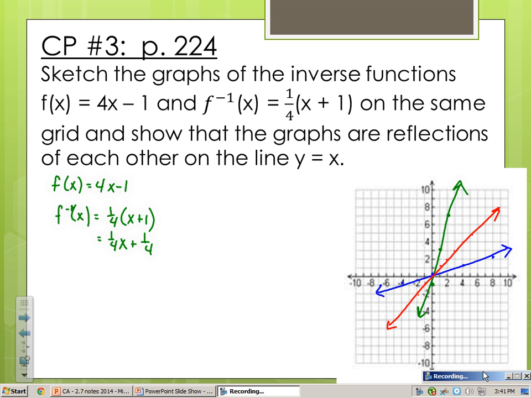Now, just to prove this a little bit, let's do some xy points for each of these. I'm going to make a little xy chart for my first function, and I'm just going to stick in the values 0, 1, and 2. I'm talking about this function right here. If we put in 0, we're going to get -1 out, right? If you put in 1, you're going to get a 3 out. If you put a 2 in, you're going to get a 7 out.